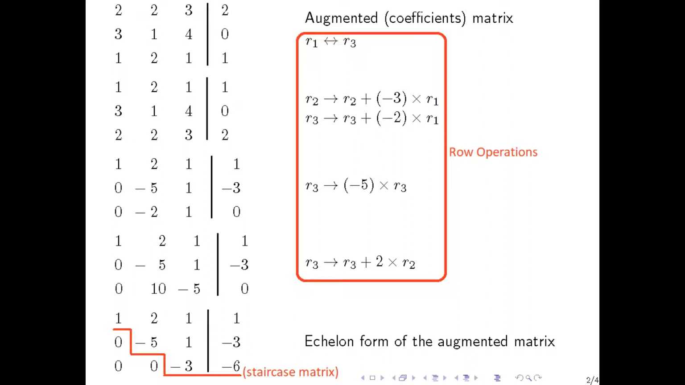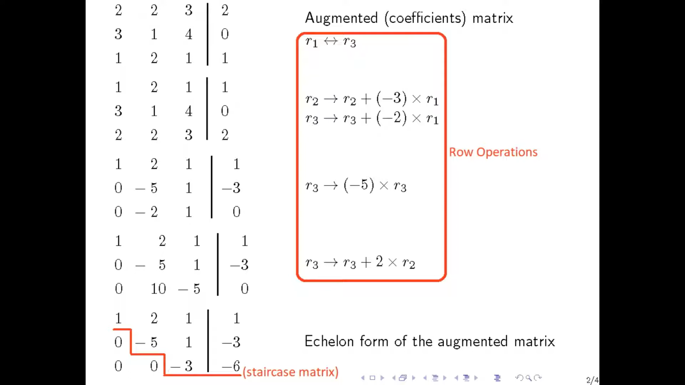For example, we'll start with the last row, which is -3 and -6. -3 is on the third column and it is associated with the z variable. So we in fact have -3 times z equals -6. That leads to z equals 2, and from there we can easily get y and x.